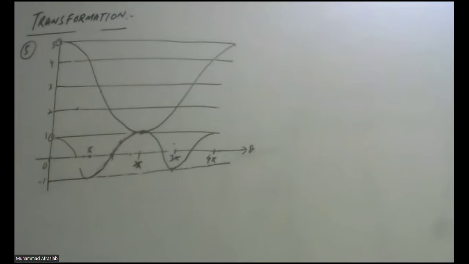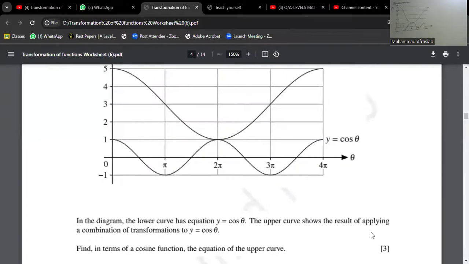Now we are starting question number 5 of this topic of transformation for P1 in the trigonometric form. In the diagram, the lower curve has the equation y is equal to cos theta. The upper curve shows the result of applying a combination of transformations to y is equal to cos theta. Find, in terms of the cosine function, the equation of the upper curve.